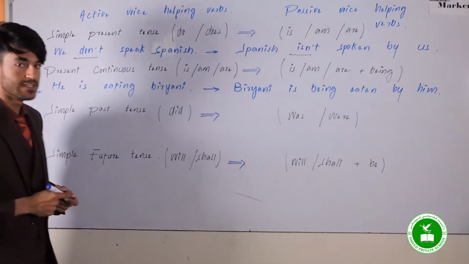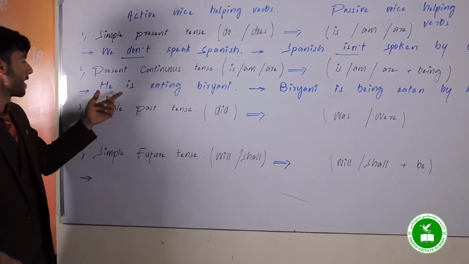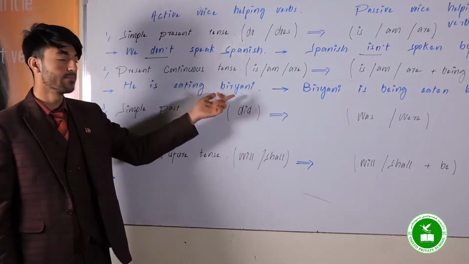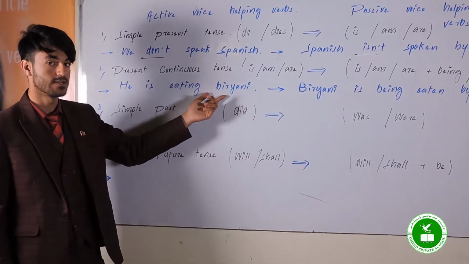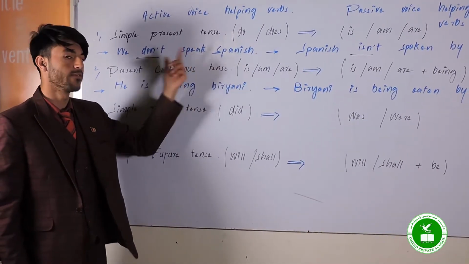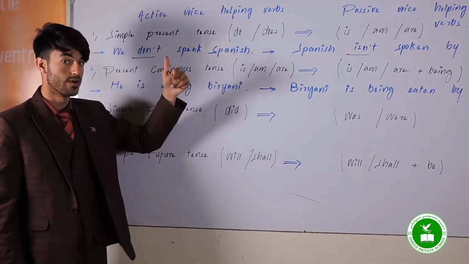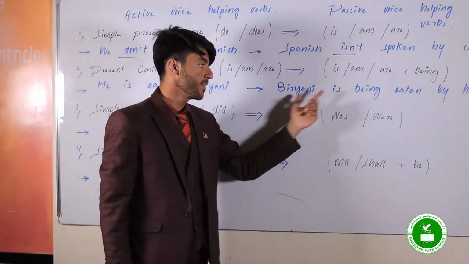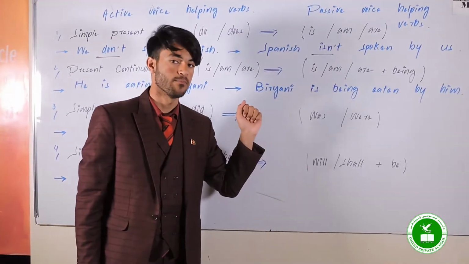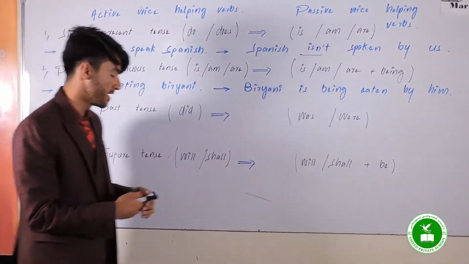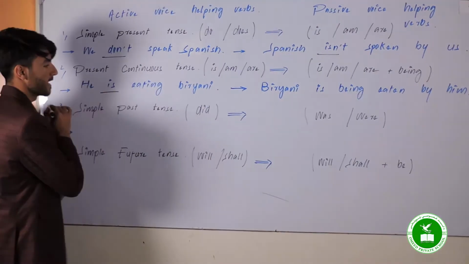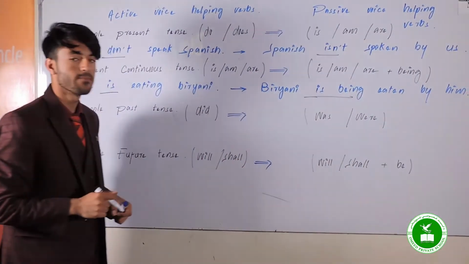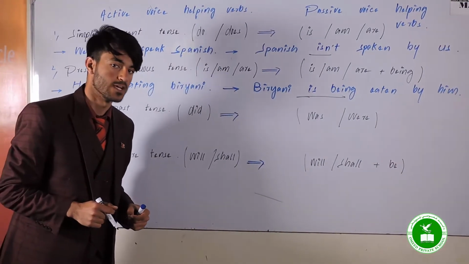Okay, again, let's just have a smaller repetition of it. He is eating biryani. Okay, subject, verb, object. When you want to change the sentence to passive, object should be first. After that, verb should be changed to third form, and subject should be used at the end. Biryani is being eaten by him. Okay, this is present continuous tense. The helping verb here is is. In passive voice, we have is being. Why? Because this is present continuous tense.